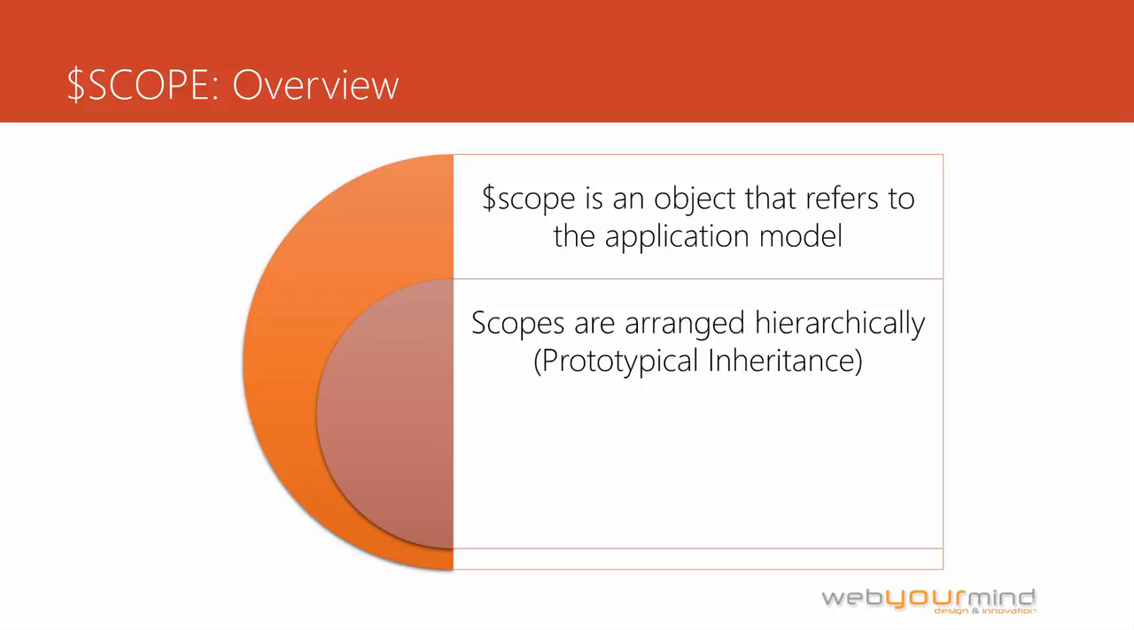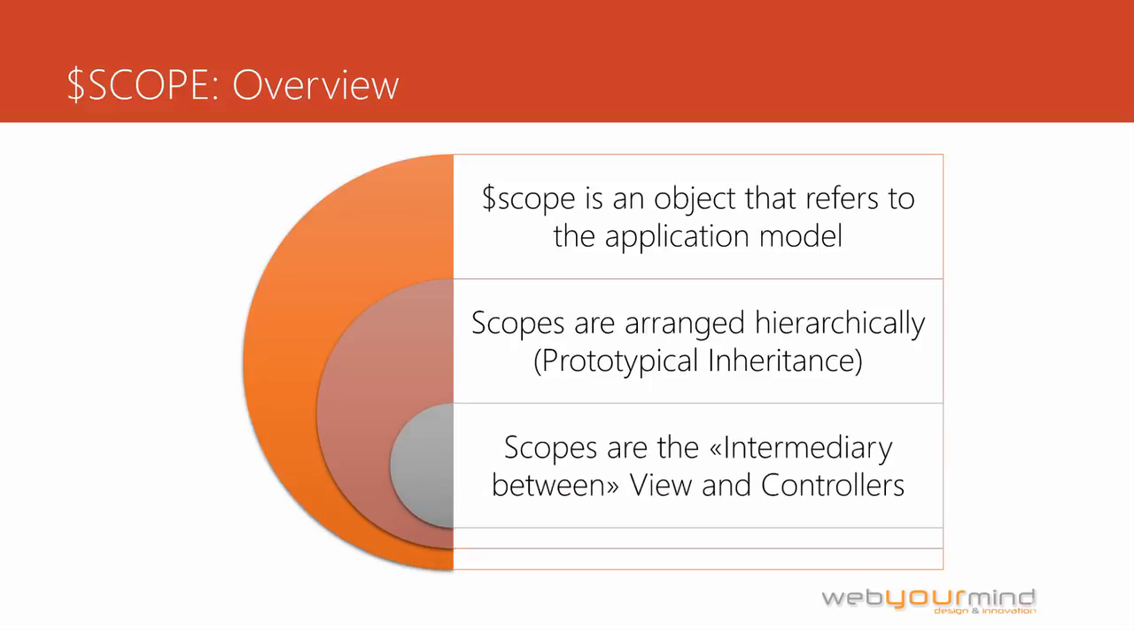Scopes are arranged hierarchically. This is what is called prototypical inheritance. It means that if you have nested controllers, and you have a property inside your parent controller that you want to access from a child controller, you can. To do so, you can use the $parent dot notation. We'll see how to use that in the upcoming lesson. Anyway, this is something that you need to be aware of.